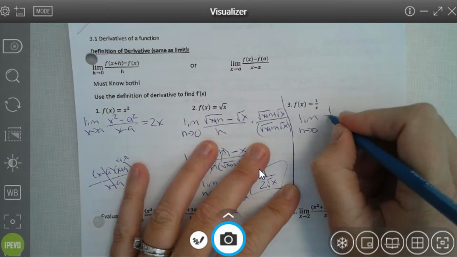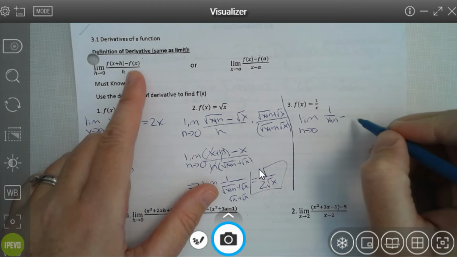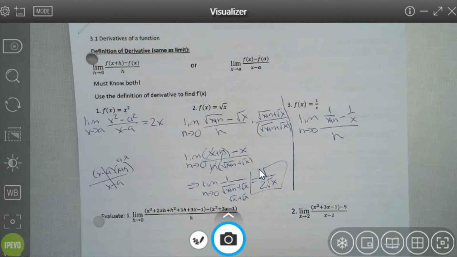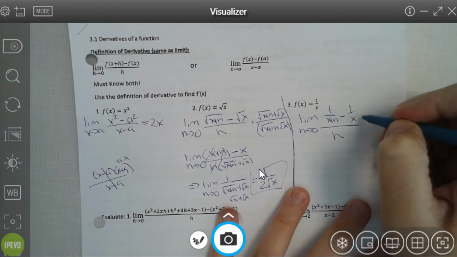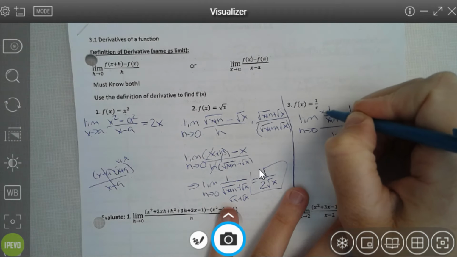So here we have 1 over x plus h, because you put an h wherever you saw an x, minus, it says f of x, so 1 over x, all over your h. So on this problem, we got to get a common denominator. So multiply this side by x plus h. This side's going to get an x.